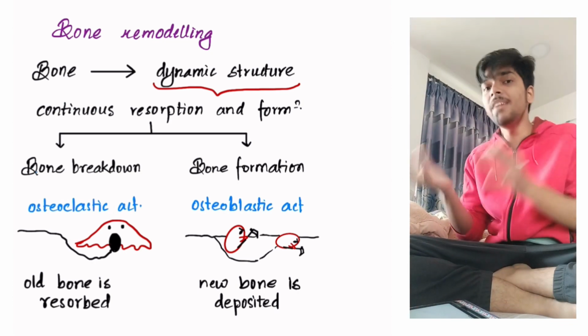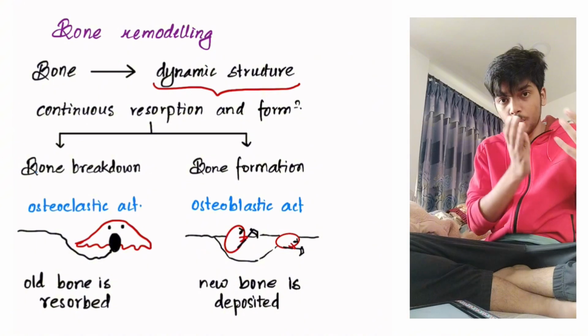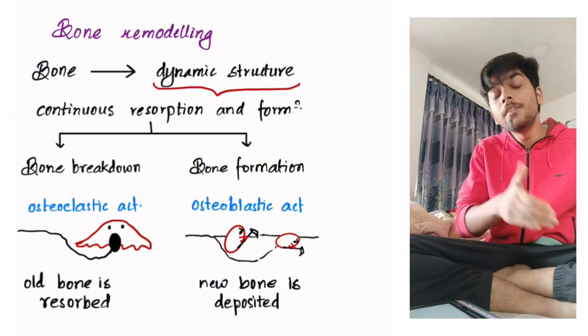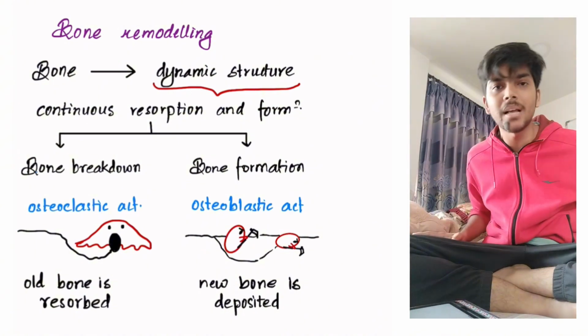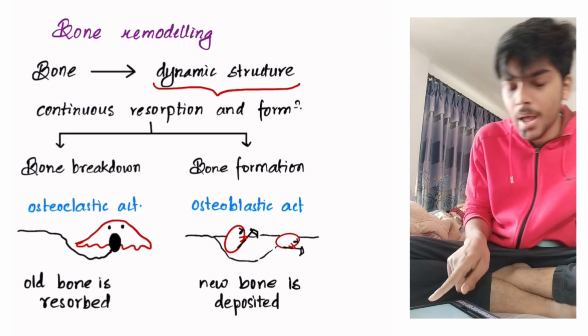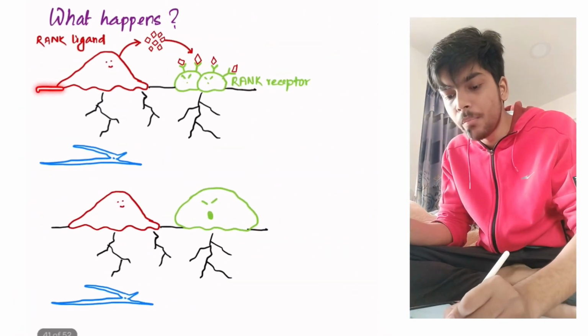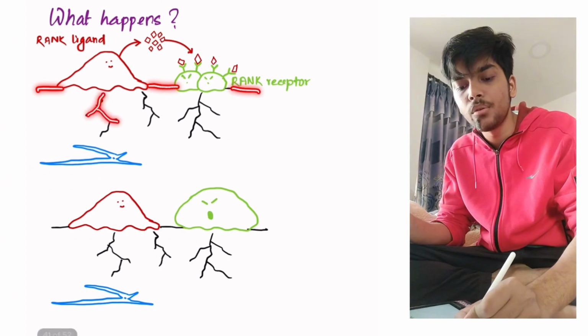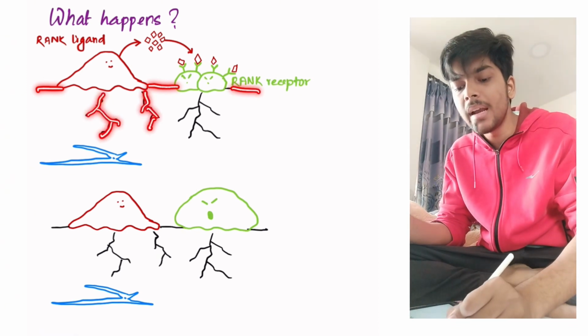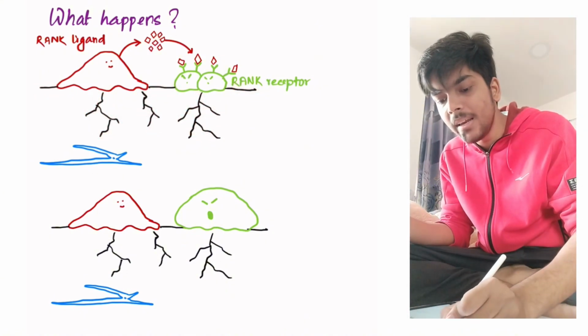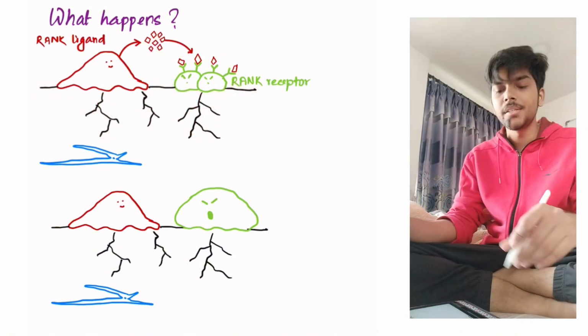The question arises, what are the various steps that take place during bone remodeling? What are the various activities taking place first during osteoclastic activity and then following that during osteoblastic activity? So this is what happens. Okay, so here I have a bone that has gone through a microfracture. The red cell that you see on the bone is the osteoblast, and the green cells are your monocytes.